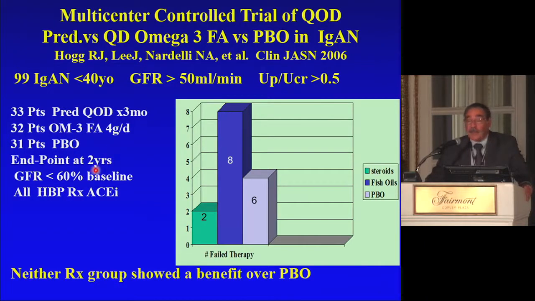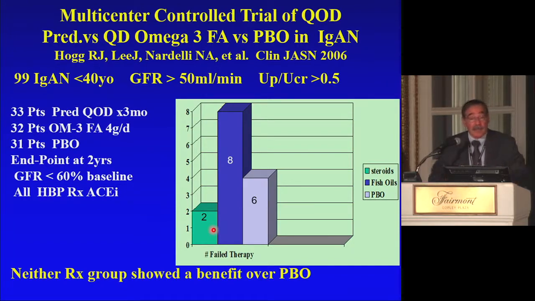When you look out at 2 years looking for a drop in GFR, 2 of the steroid patients and 8 of the fish oil patients had a drop in GFR, and placebo was 6. The fish oils were doing worse than the placebo and a lot worse than the steroids. Given this is the equivocal data we have for fish oils, it does not support the use of fish oils.